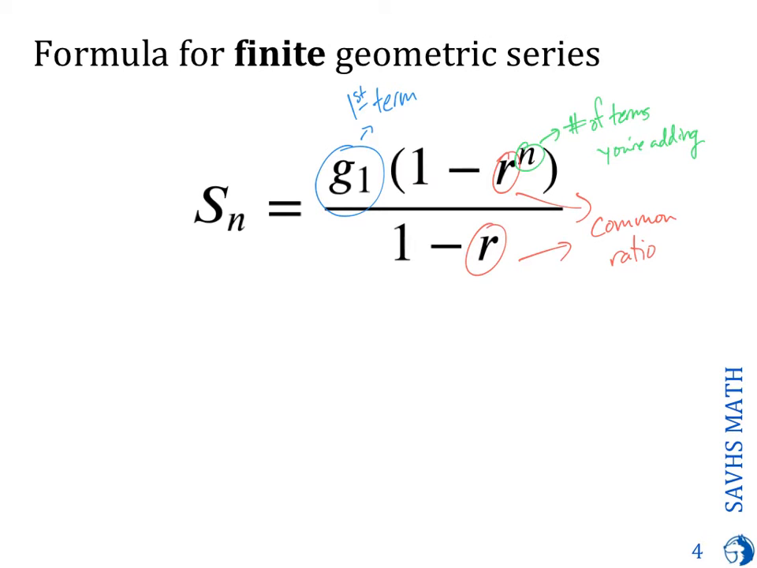I want to just highlight this fraction bar here. This is sort of the first time we've actually used a fraction bar. We already have a lot of stuff going on in it. This fraction bar is a grouping symbol also, so that means that you have to do all the stuff inside the bottom of the fraction before you can do the dividing. I would encourage you to put parentheses around the 1 minus r in the denominator just to remind yourself that that's what you have to do.